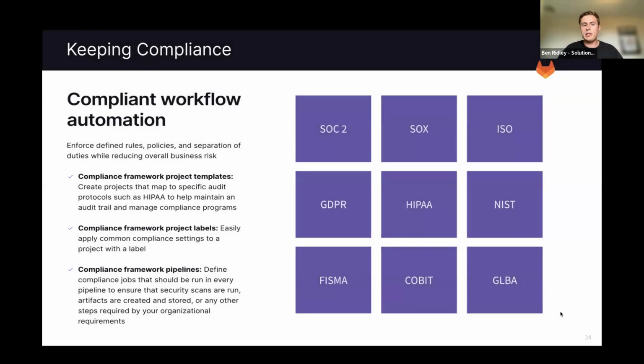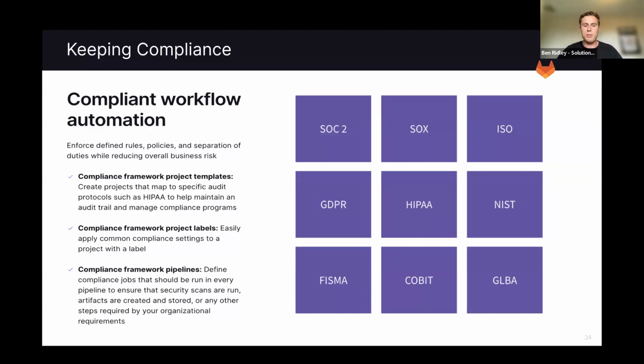Now, the way that we do this inside GitLab is what we call compliant workflow automation. So really what this means is coming up with rules and policies that enforce how our compliance workflows are going to be executed inside GitLab and making sure that we have separation of duties. So for example, someone who is responsible for security can set up these compliance pipelines, and then developers have to abide by those compliance pipelines. They can't override them or circumvent them in any way. So inside GitLab, we have a few ways to do that.